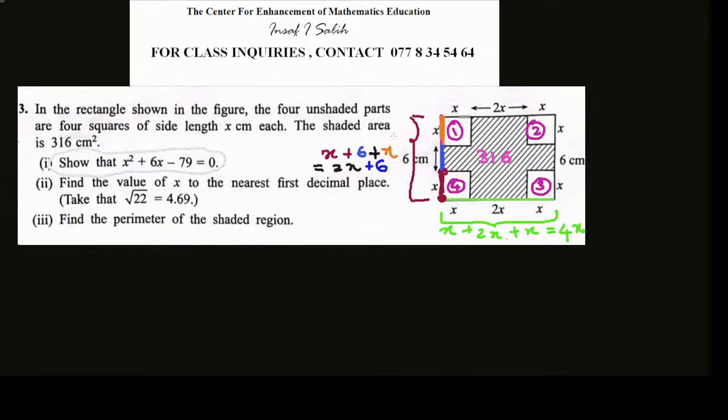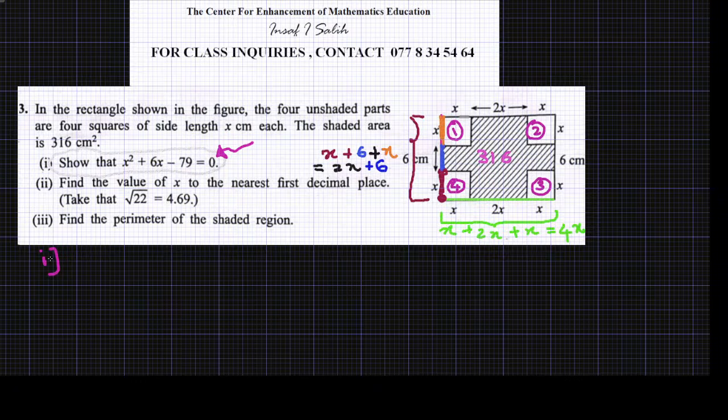Right. It seems that to get this equation, what we have to take into consideration is the areas. So let's build an equation that has the areas of the components that we see. So Roman 1, the area of the shaded region. How do we get the area of the shaded region?